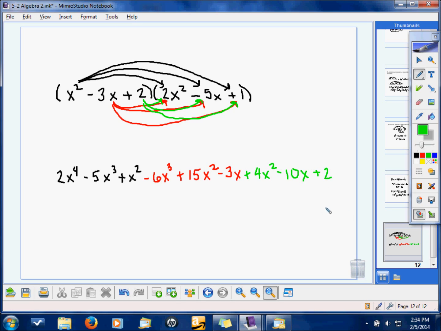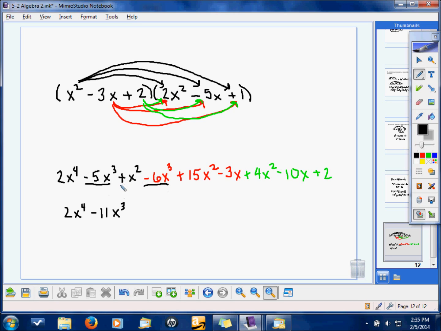Now that is not as bad as it looks because you're just going to look for like terms. 2x to the fourth doesn't have any like terms, so it just gets to come down. But negative 5x to the third does. There's one. So we'll put them together. So negative 5 and negative 6 is negative 11. And now we do not change exponents because we're adding or subtracting.